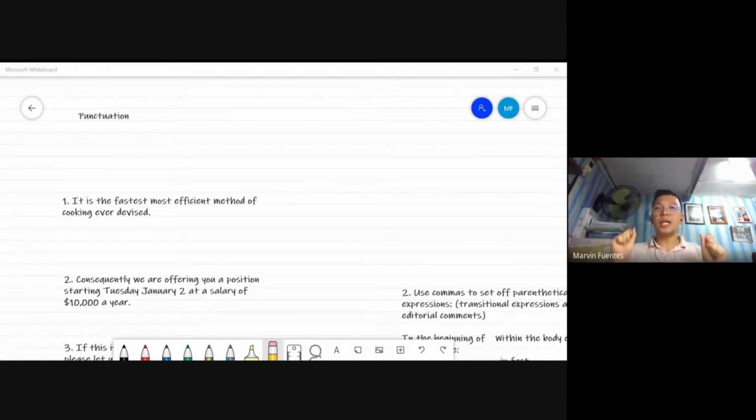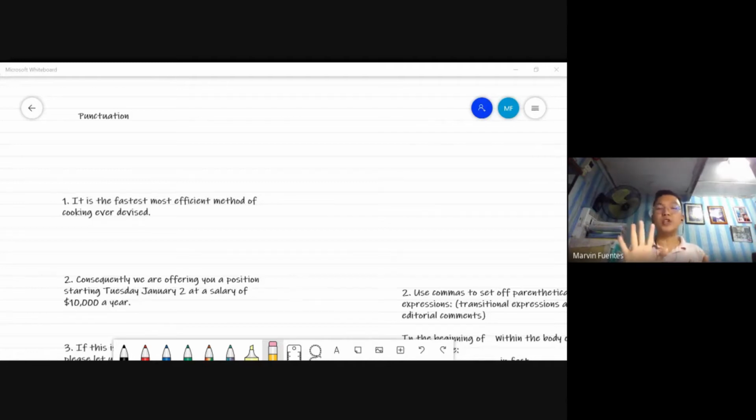When we say subordinating conjunctions, aside from the coordinating conjunctions, na wala dun sa FANBOYS, it's like this. It's like with the word if, whenever, consequently, class. Those are not introductory. Okay? Kaya nga wag kayong mako-confuse.